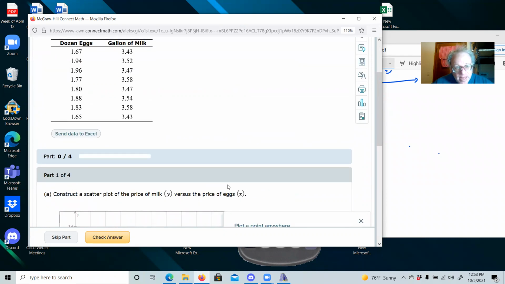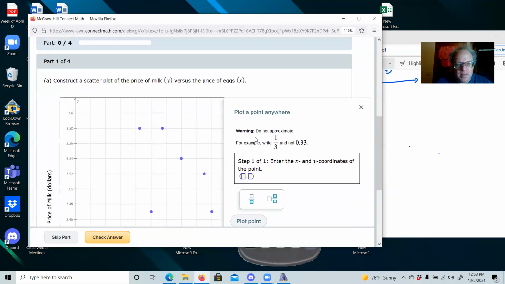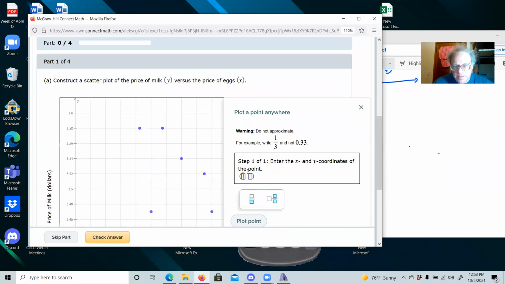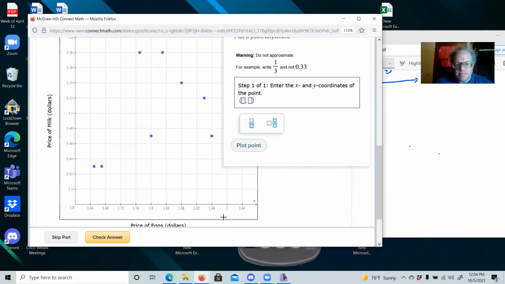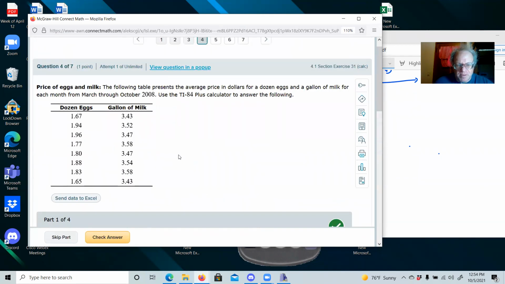1.83 and 3.58. Okay, and 3.58. I think this is the last one, 1.65 and 3.43. All right, so 1.65 and 3.43. Oh, there it is. Hooray. We've constructed a scatter plot.